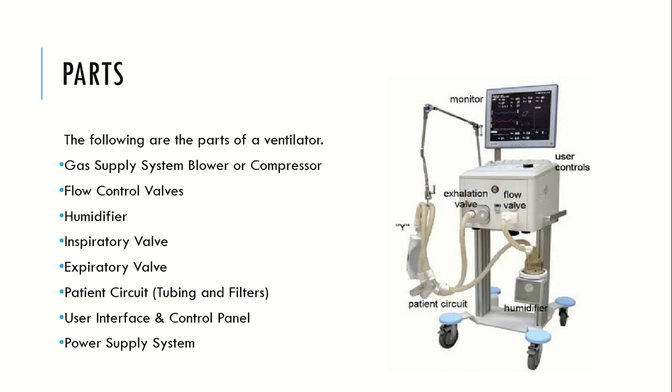So let's talk about the parts that are present in the ventilator. That's the gas supply system, blower compressor, flow control valves, humidifier, respiratory valve, patient circuit, which is tubing and filters, user interface and control panel, and the power supply system.